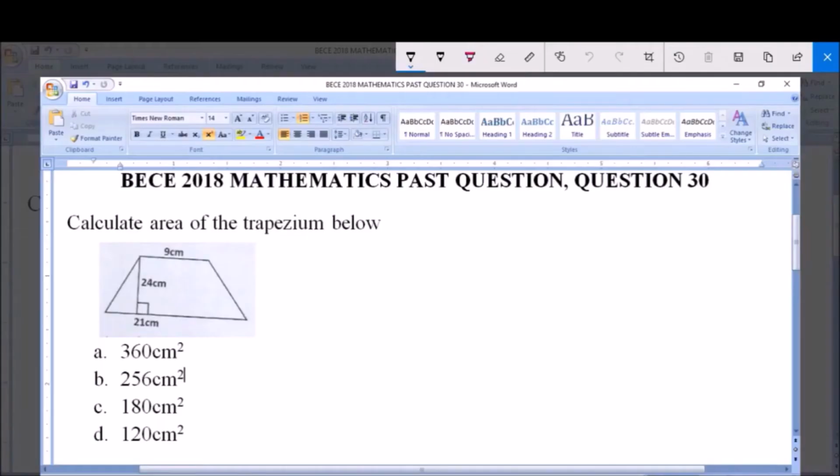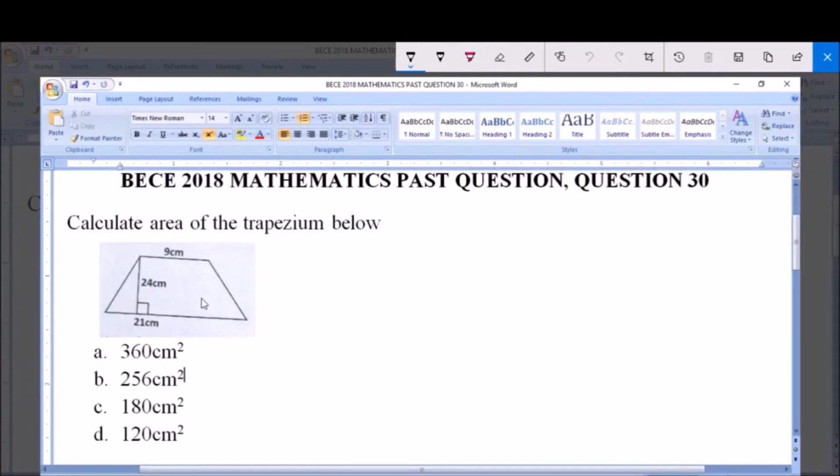Hello, good day and welcome. Today we're going to be dealing with BECE 2018 Mathematics Past Question 30. Calculate the area of the trapezium below. Now we're given a trapezium and we're to find the area of this trapezium. The options are A 360 centimeter square, B 256 centimeter square, C 180 centimeter square, and D 120 centimeter square.